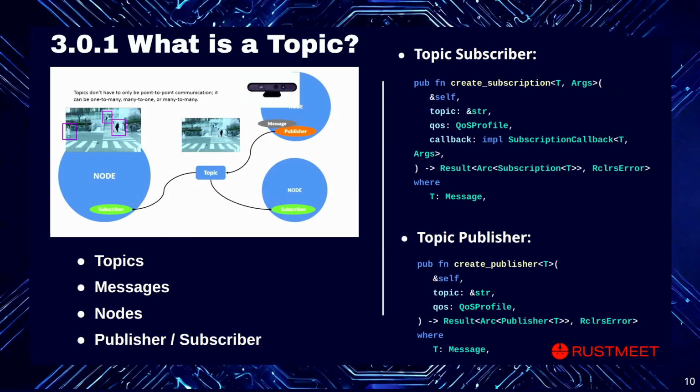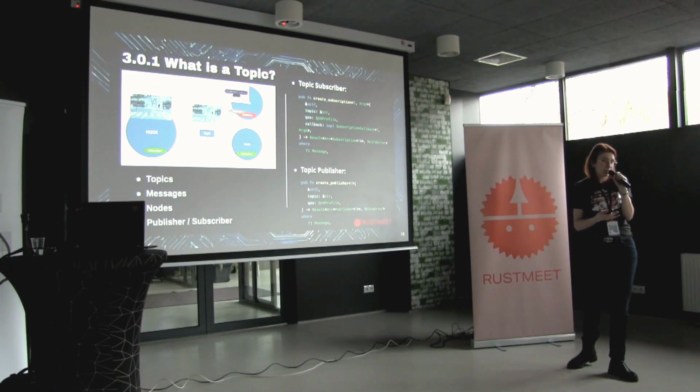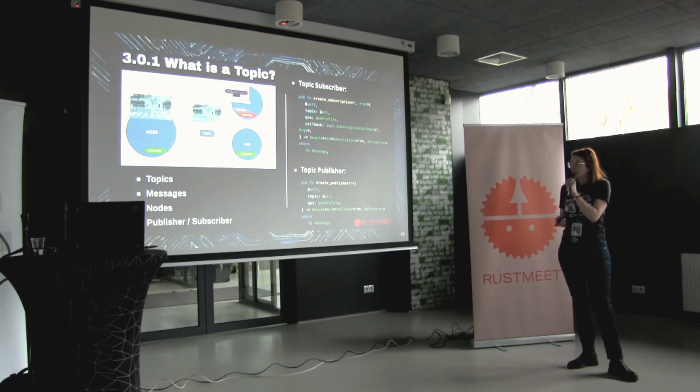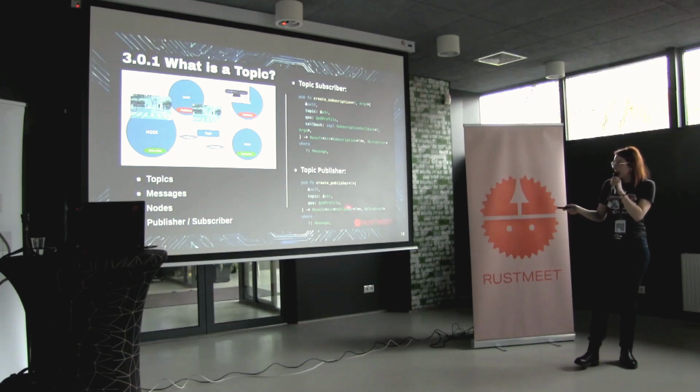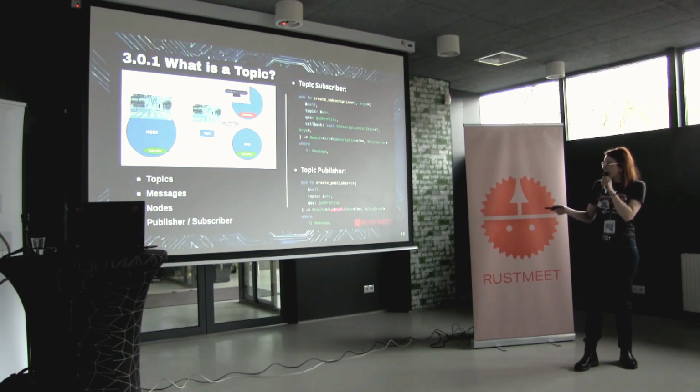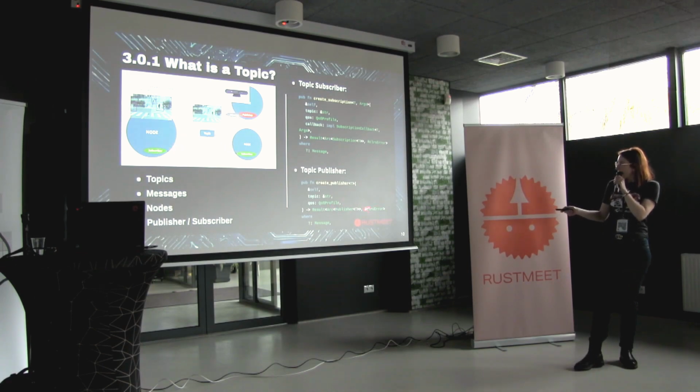You can see that there are specific errors defined in the Rust crate. As a publisher, for example, we are going to publish the image, so we need the type of the message of the image itself. We need the name of the topic, which should be the same if I'm talking in the same channel, and then the quality of service. As a result, if it's okay, I'm sending out the publisher with an atomic reference counter, and then the error.